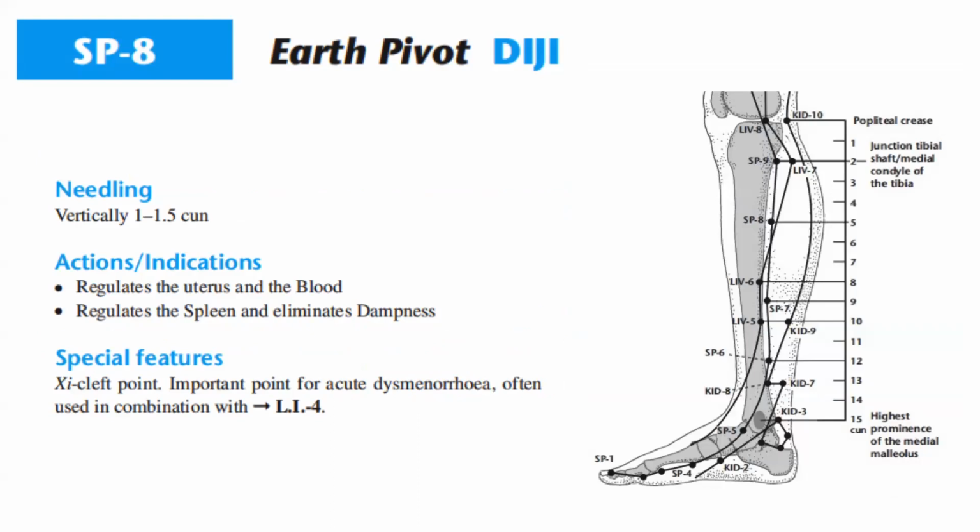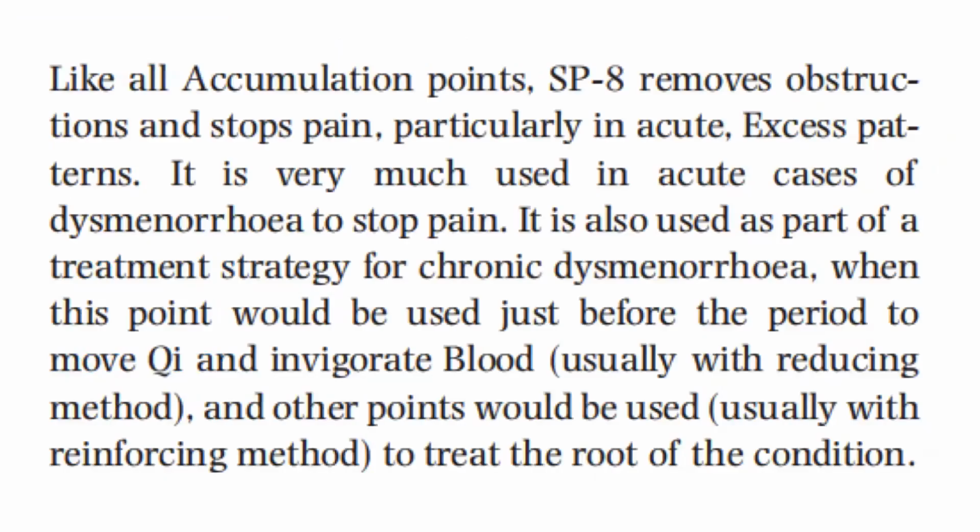For its actions and indications, spleen 8 regulates the uterus and the blood, and it also regulates the spleen and eliminates dampness. As its special features, it's a Xi-Cleft point, and it's an important point for acute dysmenorrhea, often used in combination with LI4.